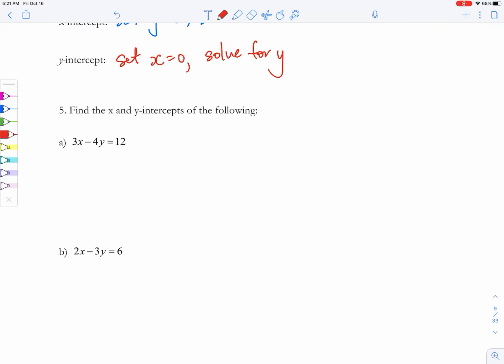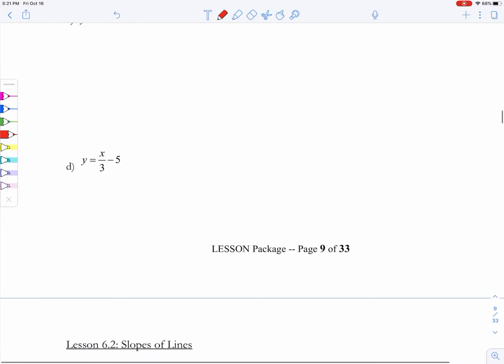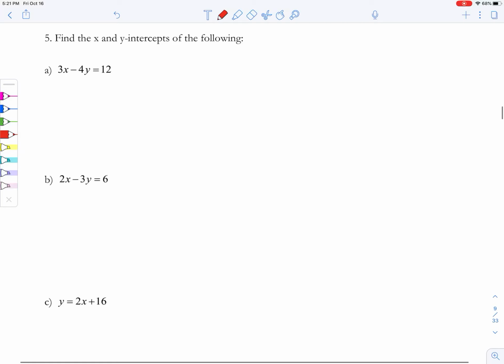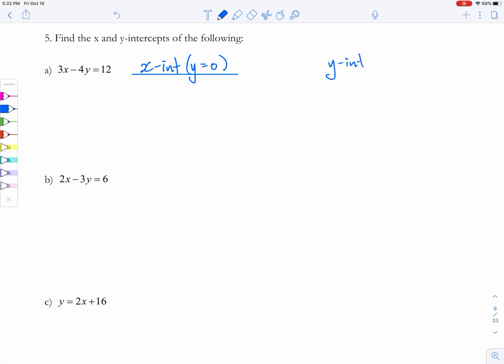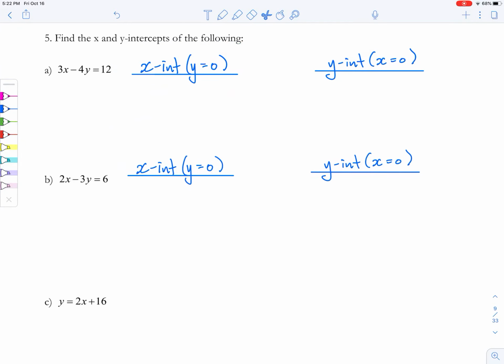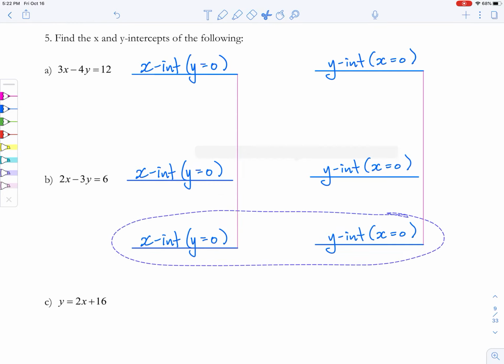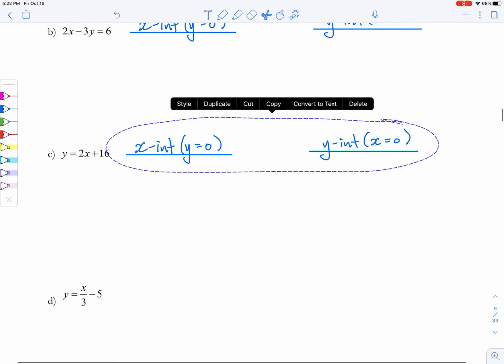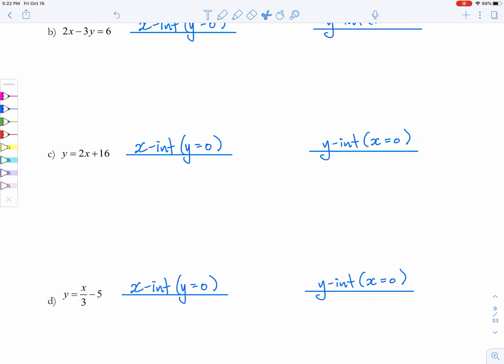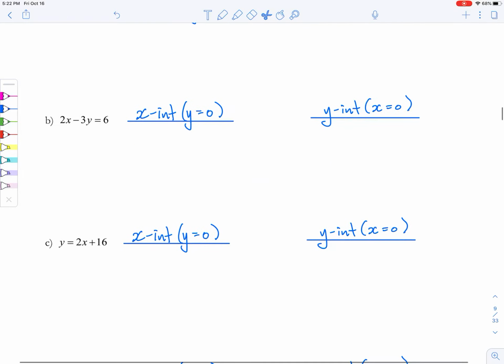So in these questions, they want us to find the x and y intercepts. We're going to do it 4 times, and then we're done. So to find the x-intercept, we're going to set y equal to 0. And then to find the y-intercept, we're going to set x equal to 0 and solve for y. I know we're going to be doing this 4 times, so I'm going to copy and paste, and that'll just save a bit of time.